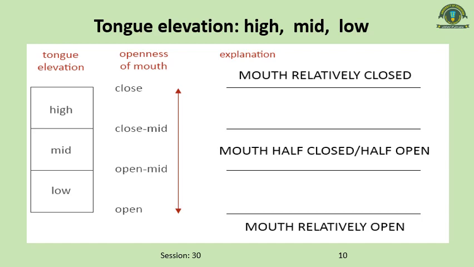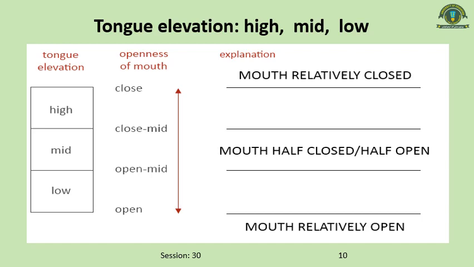First is tongue high, tongue mid or tongue low. And then we have got the openness of mouth. With regard to tongue elevation, it could be close, close mid, open mid, or open. Tongue elevation: high, mid and low. Openness of mouth: it could be close, mid, open mid, and open. And the same is the case in the explanation.